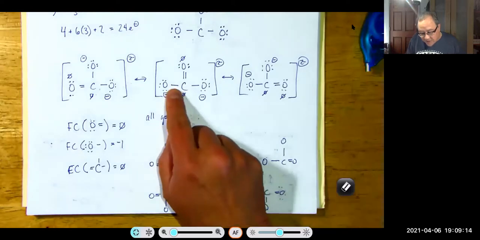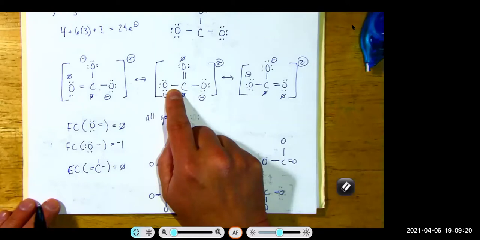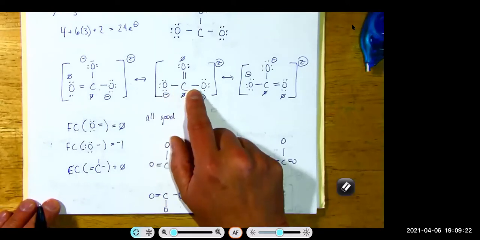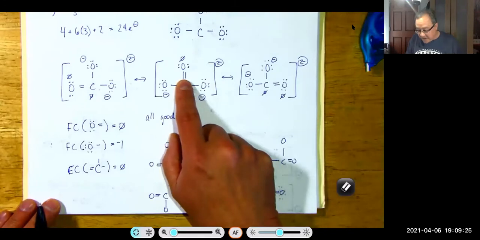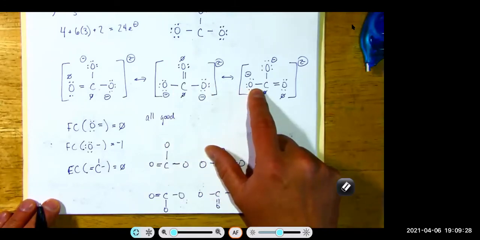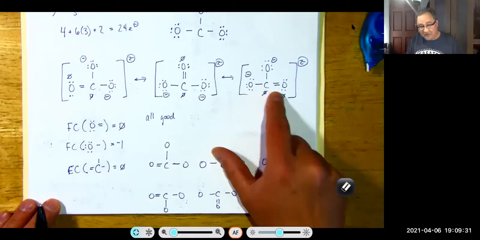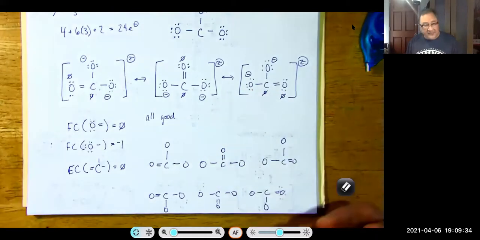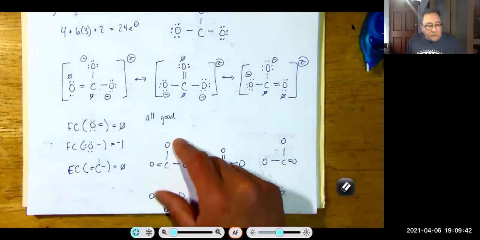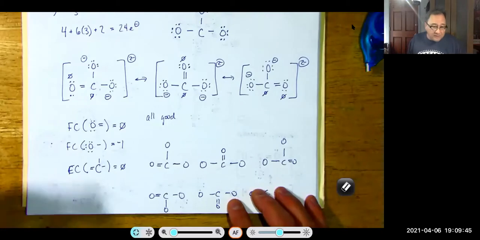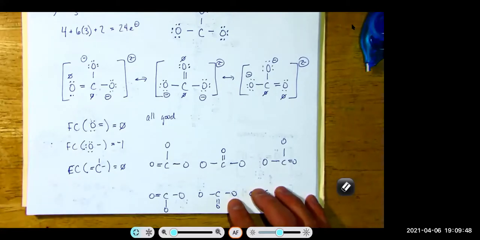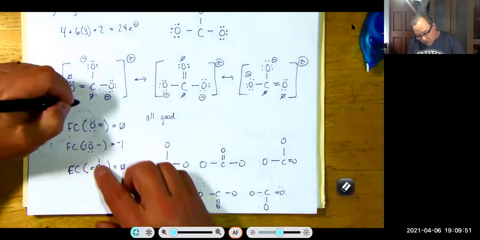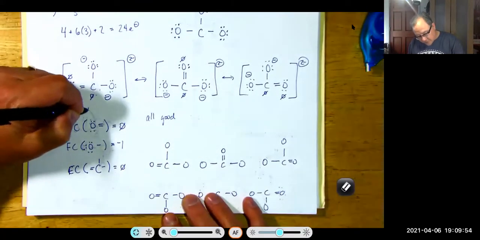So what's the bond order here that I'm pointing at? 1. That's right. How about here? 1. How about here? 2. And how about here? 1. How about here? 1. How about here? 2. Okay, so if it were that simple, it's as easy as 1, 2, 3. Because you could also have a triple bond, which is a bond order of 3. And bond order of 3 is shorter than 2. 2 is shorter than 1. Okay, but here's the deal. This is more like a bond order of 1 1/3.